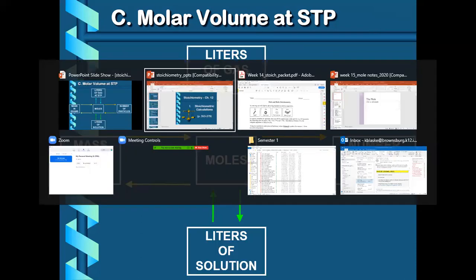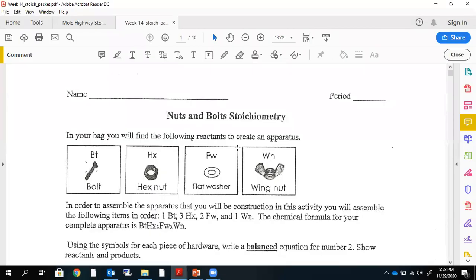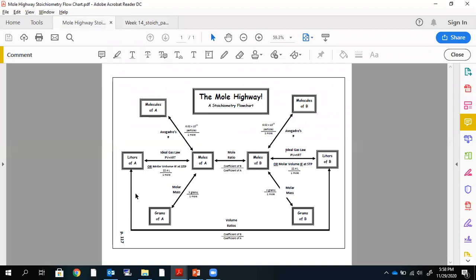Instead of this picture, I want to take a look at this one instead. I call this the mole highway. This is a nice picture, and it's up on Schoology for you guys, to show the path that we can take depending on what's given to us in the problem and what they're asking us to find. So the things that we could start with are all over here on this side.